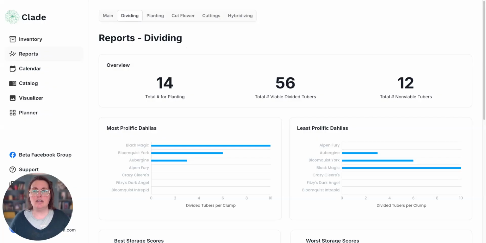If you have varieties that have really low viability and you primarily make your revenue from selling tubers, maybe you don't grow those in the future.